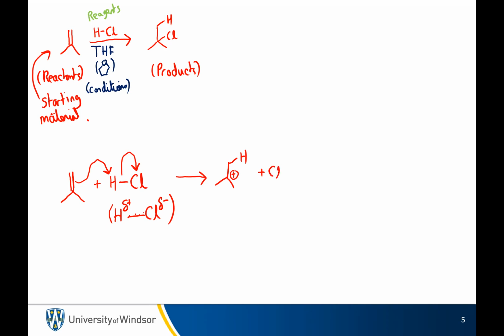This is an intermediate of the reaction. It's not the product of the reaction. We're not done yet. But we've drawn another valid Lewis structure. We've gone from one valid Lewis structure to another valid Lewis structure. We're not done yet. Okay.